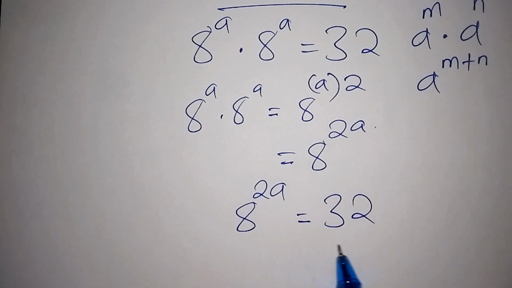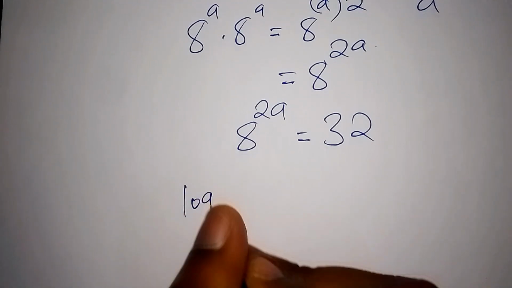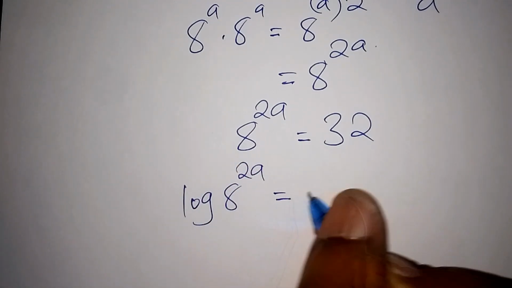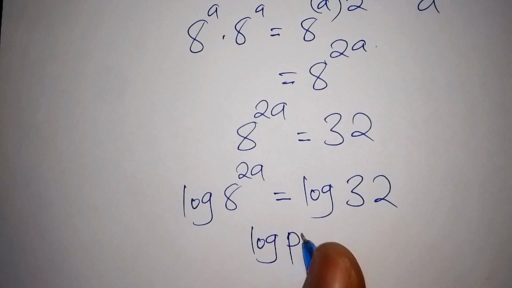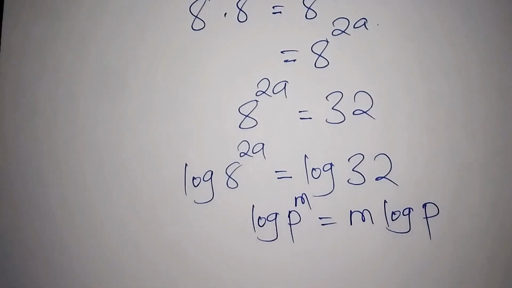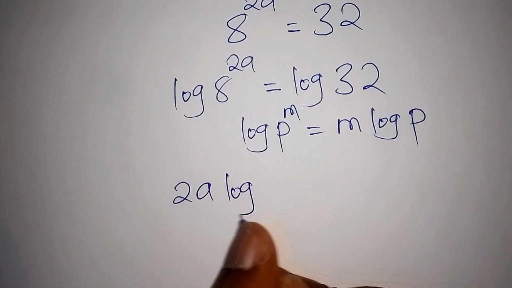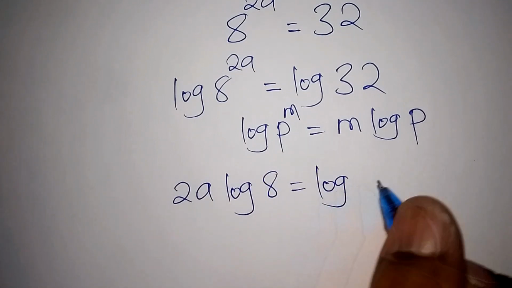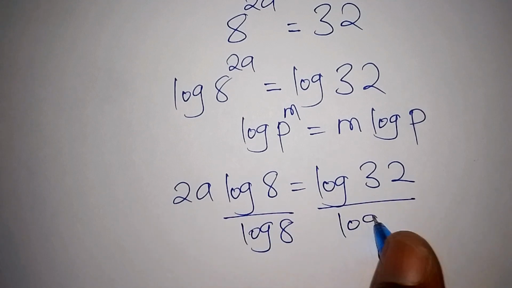In this state, we shall change this maths problem to logs. We introduce the log on both sides, taking the log of 8 to the power of 2a is equal to the log of 32. Here we can recall that the log of p to the power of m can be written as m log p. So we shall have 2a log 8 is equal to the log of 32. Now we divide both sides by the log of 8.